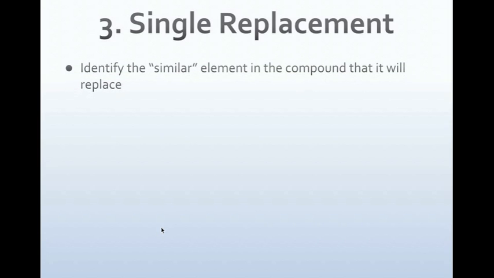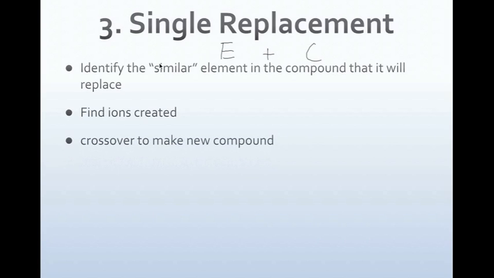Now a single replacement reaction, what we know about it so far is that it usually has an element and a compound in the reactants, and an element and a compound in the products. So when we're looking for it, if we see that in the reactants we have an element and a compound, then we know we're going to have a single replacement reaction. Remember that the similar elements will switch with each other. So we have to find the ions that are created, and crisscross to make the new compound.